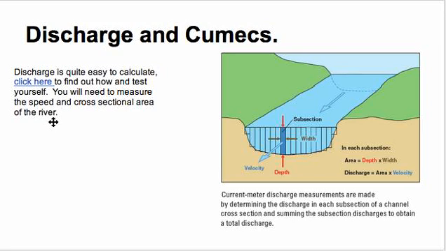As well as that, you need to understand discharge. Discharge is measured in cumecs, and that means cubic meters per second. So you need to work out quite simply what the cumec is. You need to know the speed of the river and the cross-sectional area. You can go in and have a look at these and how exactly to measure the discharge of a river in cumecs.